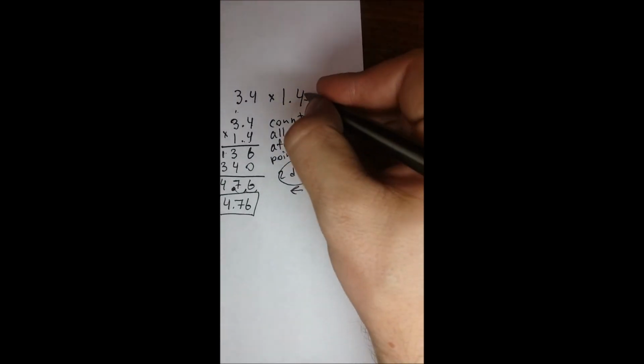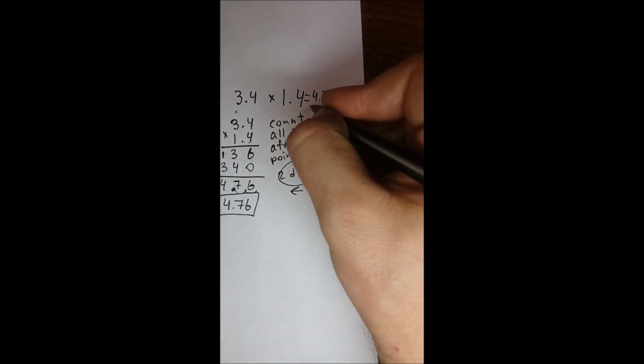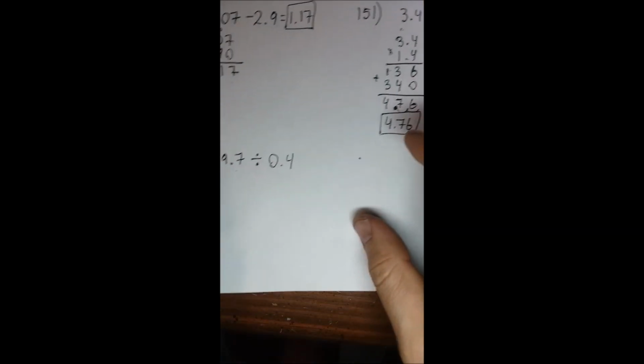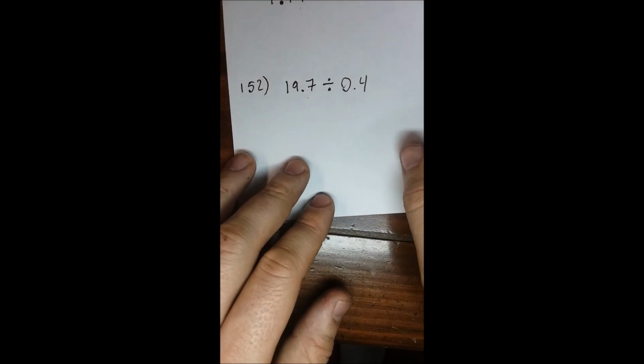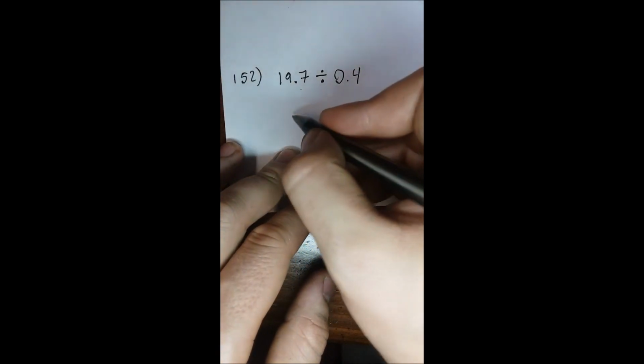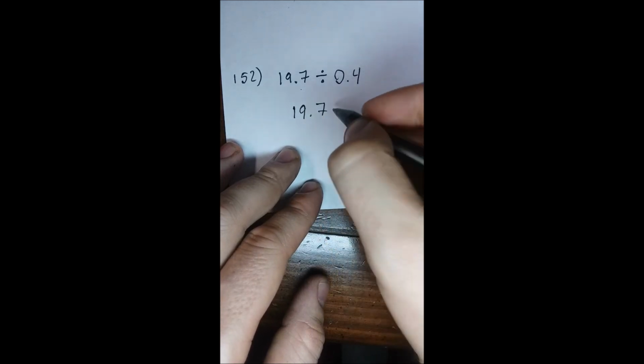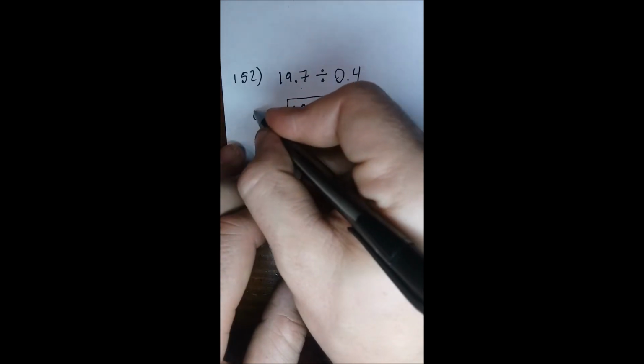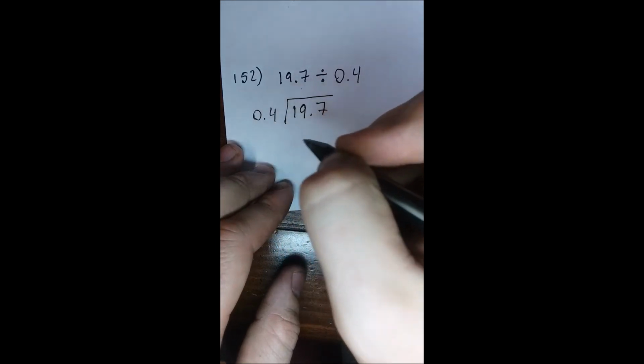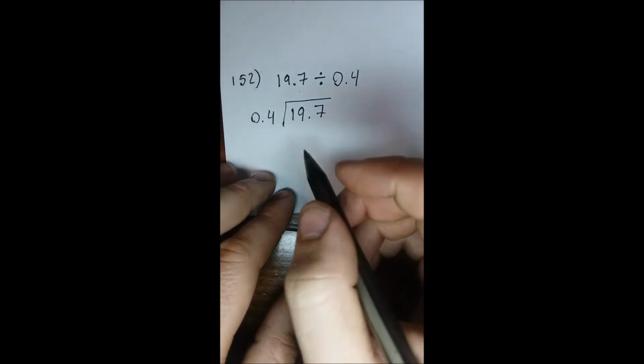Okay, I'm going to write it down here. 4.76. We're going to practice a lot of those, and you guys will get it. Now, this one is probably the toughest one. So it's going to be 19.7 divided by 0.4. And here we go.